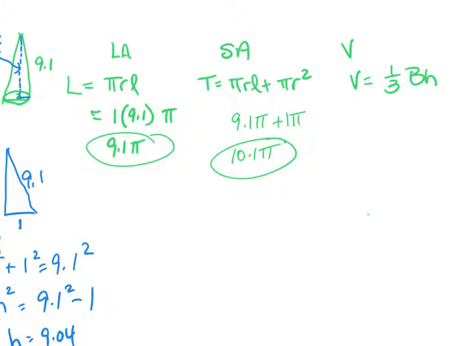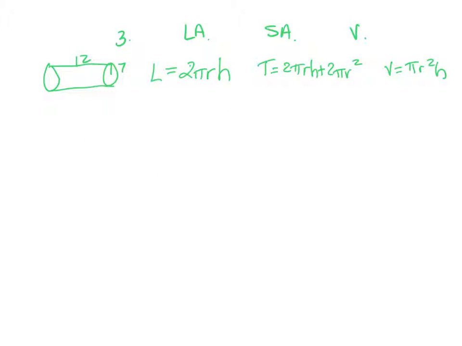All right, and the last one is 1/3 times the area of the base, which is pi, times that height, which is 9.04. So now we have the lateral area, the surface area, and the volume is 3.01 pi. So all I see that we need is r and h. And once you have that, you can just put them in all the formulas.